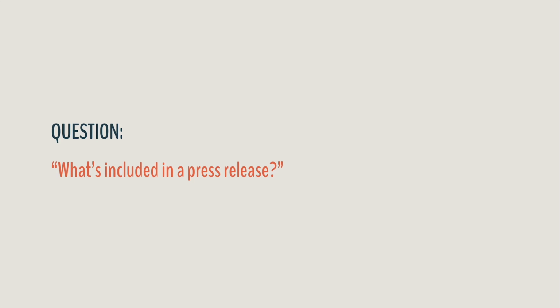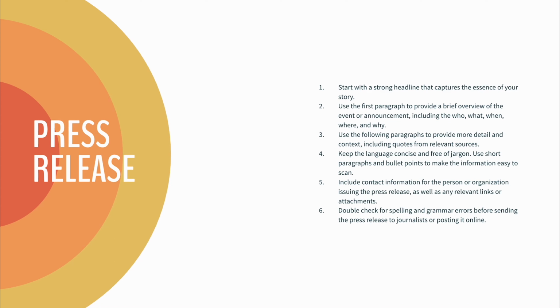You'll want to start with a strong headline that captures the essence of your story. You'll also want to include in the first paragraph an overview of the event or the announcement, including who, what, when, where, and why. And you want to follow this with a couple paragraphs, depending on how much information, and provide more detail and more context. You also want to include quotes from relevant sources.